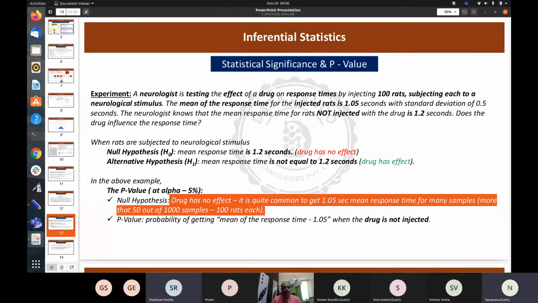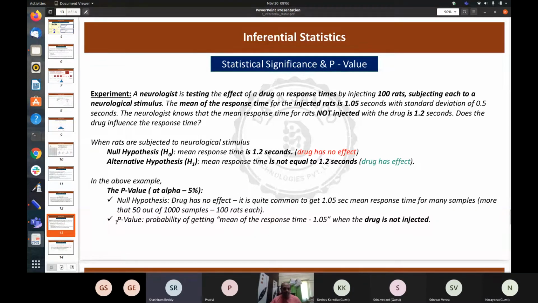So, p-value. Now what is the p-value we need to calculate? To say that the drug is significant, what value do we need to find? That is called the p-value: the probability of getting mean response time 1.05 when the drug is not injected. When the drug is not injected, we wanted to see the mean response time. How many times out of 100 is the mean response time 1.05?